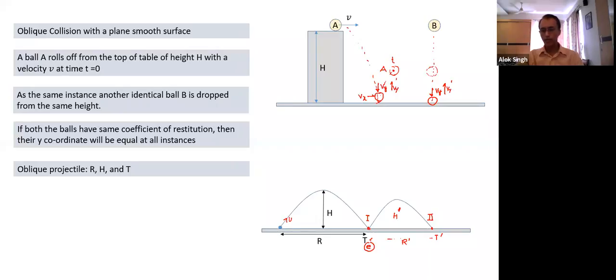Can you tell what is H dash? Okay, let me change the question, Bhageshri. Coefficient of restitution is E. If I drop a ball from height H, if the coefficient of restitution is E, what is the height it will rebound to after one collision?